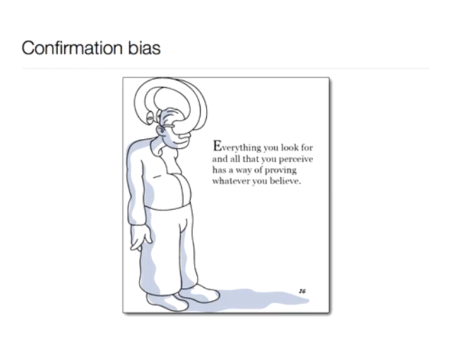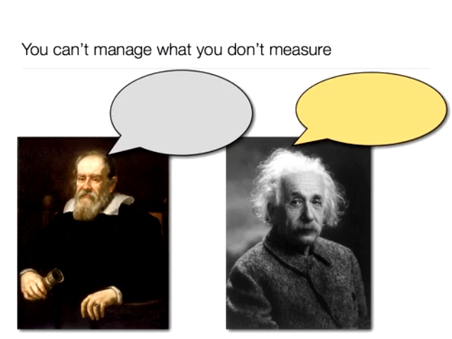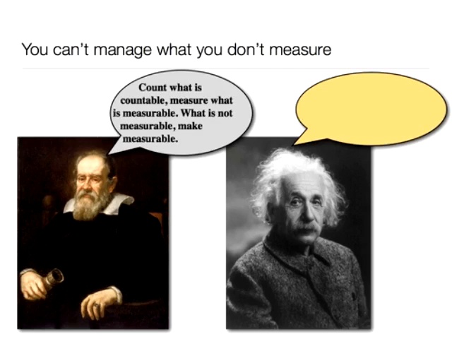So everything that we look for, and all the ways that we perceive, have a way of proving what we already believe: confirmation bias. And that's why you can't manage what you don't measure. Galileo put it this way. He said, count what is countable, measure what is measurable, what is not measurable, make measurable.